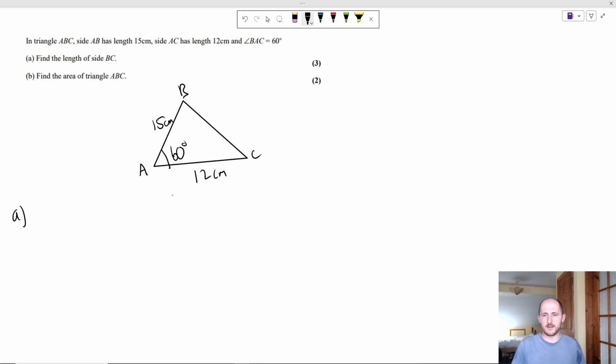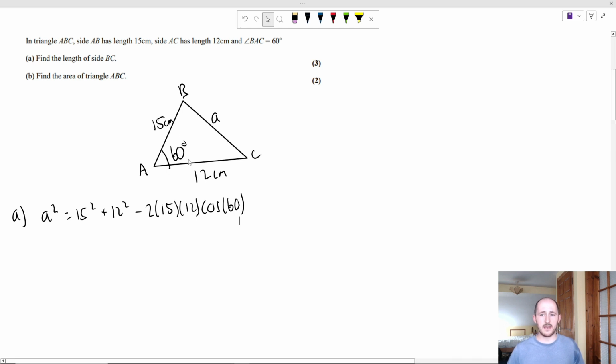So all we're going to do is say that a, which is this side, a squared, is equal to b squared plus c squared. So these two sides added and squared. So 15 squared plus 12 squared minus 2bc, 15, 12, cos 60. So remember, A, capital A, is always the angle they give you. And remember, I'm just going to write out the formula one more time. A squared equals b squared plus c squared minus 2bc cos A. So hopefully you remember most of this from your GCSE.